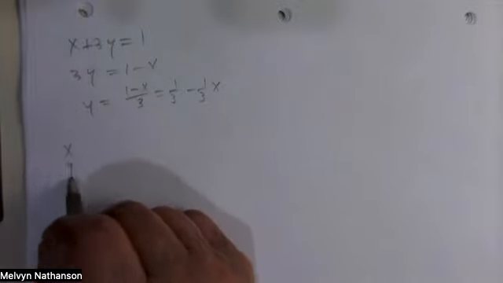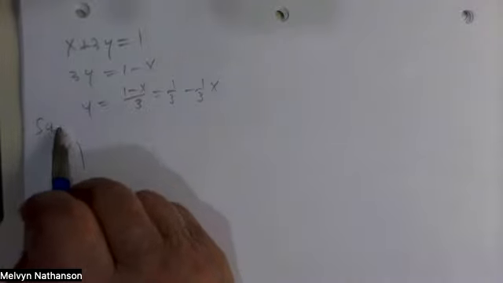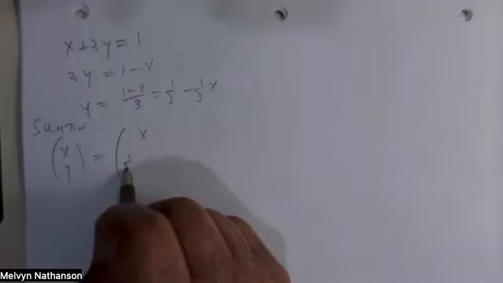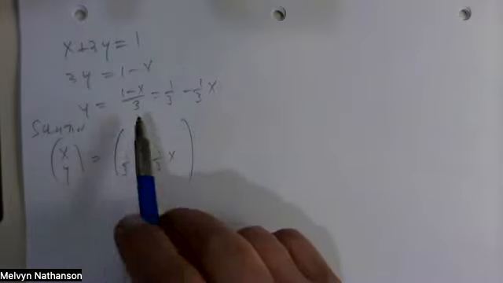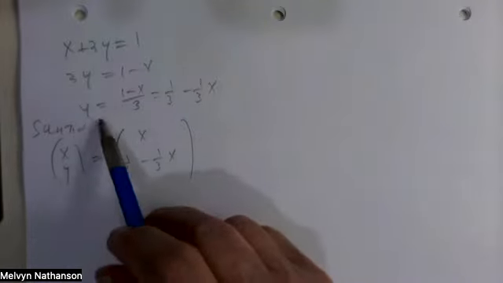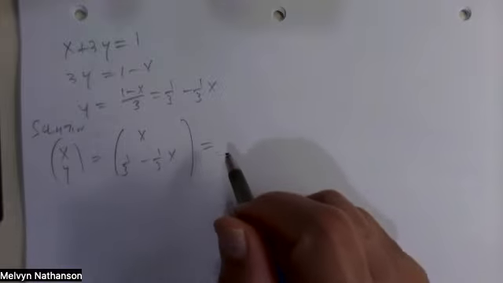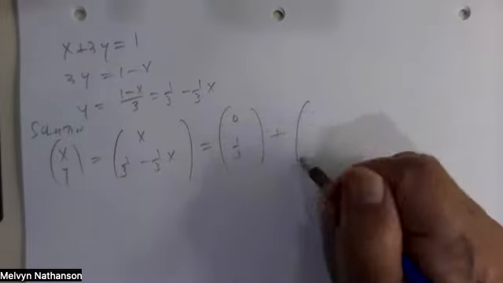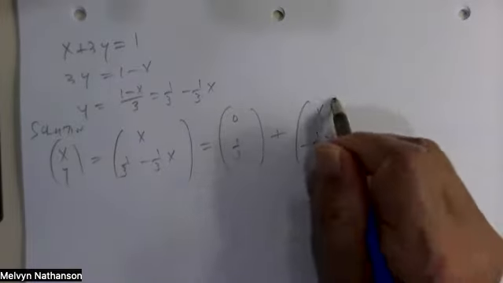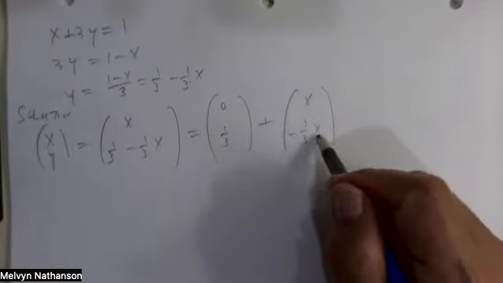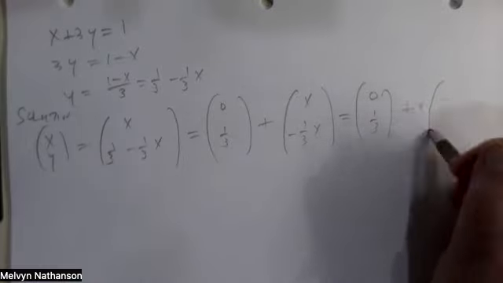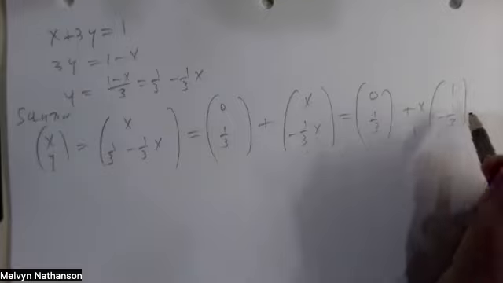So if (x, y) is a solution, then for any x, y has to be 1/3 minus 1/3 x. Right? Given x, y has to be this. And if I want, I can write this as the vector (0, 1/3) plus the vector (x, minus 1/3 x). And I can factor out the scalar x. This is (0, 1/3) plus x times (1, minus 1/3).